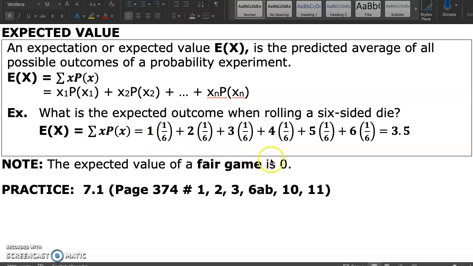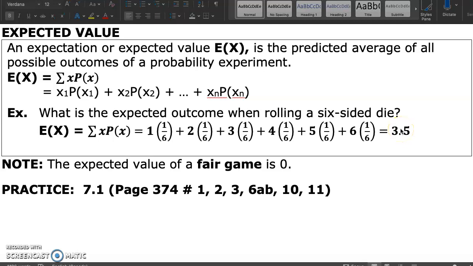So one interesting result is that we get the expected value to be 3.5, which doesn't actually belong in the set. You're not going to ever roll a 3.5. However, this is an expectation. It's the numerical middle of the outcomes.